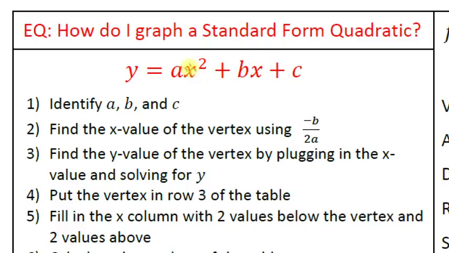Remember, class, the x is our inputs, the y on the left side is our output, and the a, b, and c, those are determined based on the question. You'll be able to identify a, b, and c in the question. So how do I graph a standard form quadratic? You need to be doing it with these steps.